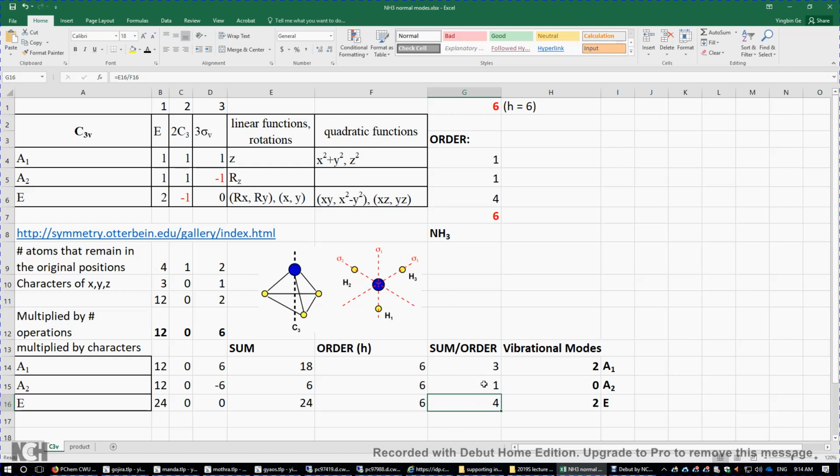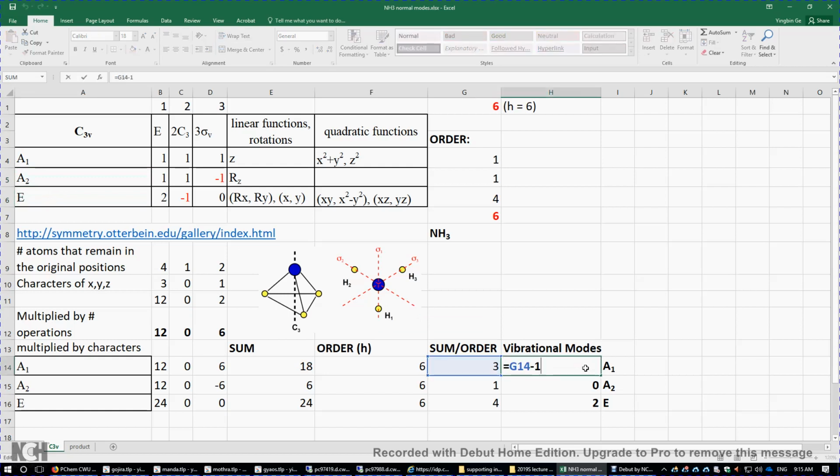And then we have to subtract the translations and rotations. How do we do this? Actually, it's given in the character table. We have X translation and Y translation here. Together, they form an E irreducible representation. And there's a Z translation, that's A1. And you have rotation about the Z axis, that's A2. And you have rotations about X and Y axis, that's another E. So basically, you just need to subtract the three translations and three rotations. Again, you just subtract 1A1, you subtract 1A2, you subtract 2E's.